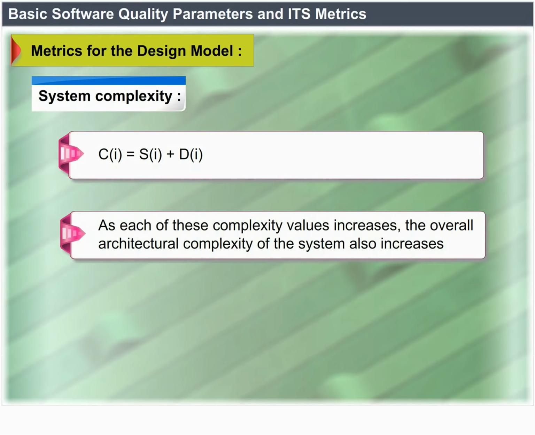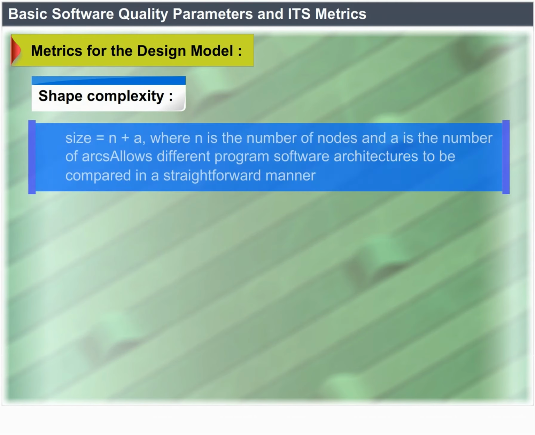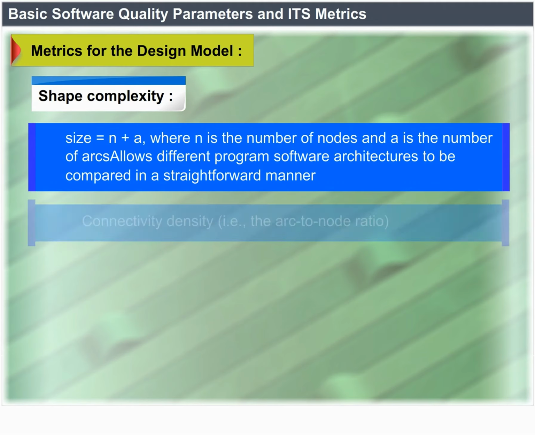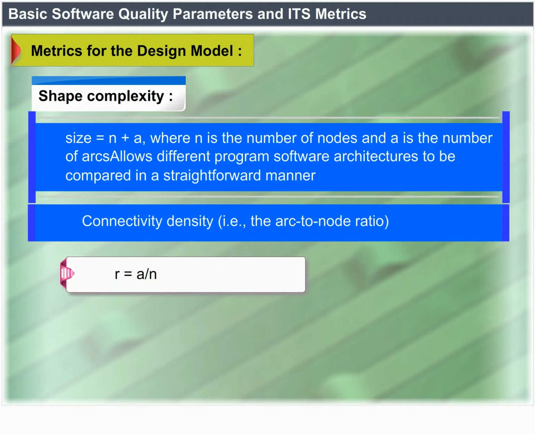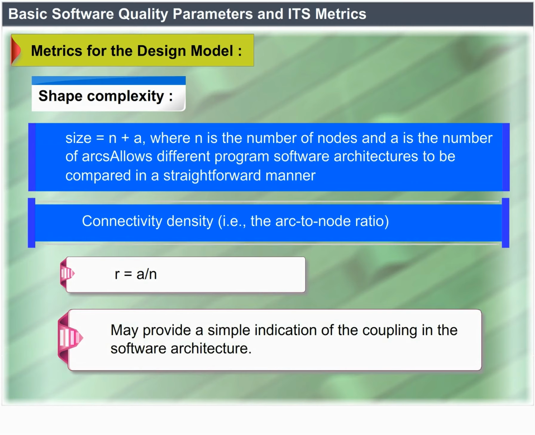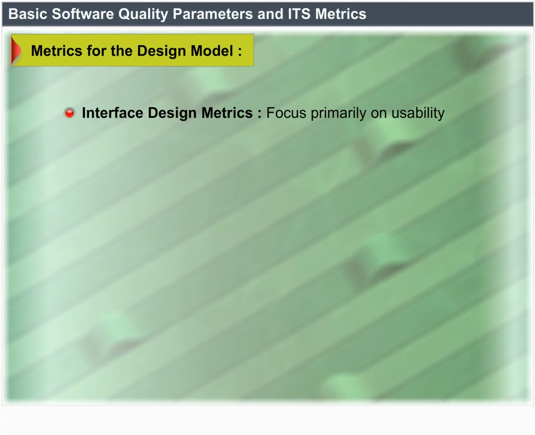As each of these complexity values increases, the overall architectural complexity of the system also increases. This leads to greater likelihood that the integration and testing effort will also increase. Shape complexity: size = n + a, where n is the number of nodes and a is the number of arcs, allows different program software architectures to be compared in a straightforward manner. Connectivity density, that is, the arc-to-node ratio, r = a/n, may provide a simple indication of the coupling in the software architecture. Interface design metrics focus primarily on usability.